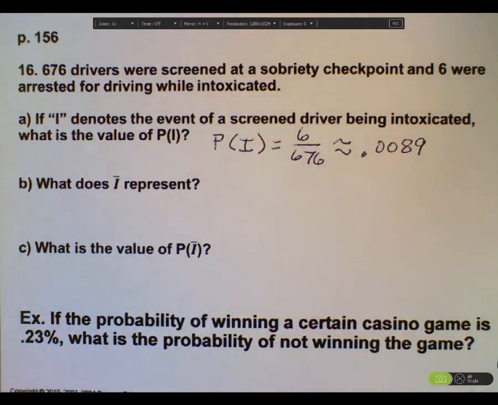The B part says, what does I complement represent? Well, if I is the event of being screened and found intoxicated, then the complement of I would be a screened driver not being intoxicated.